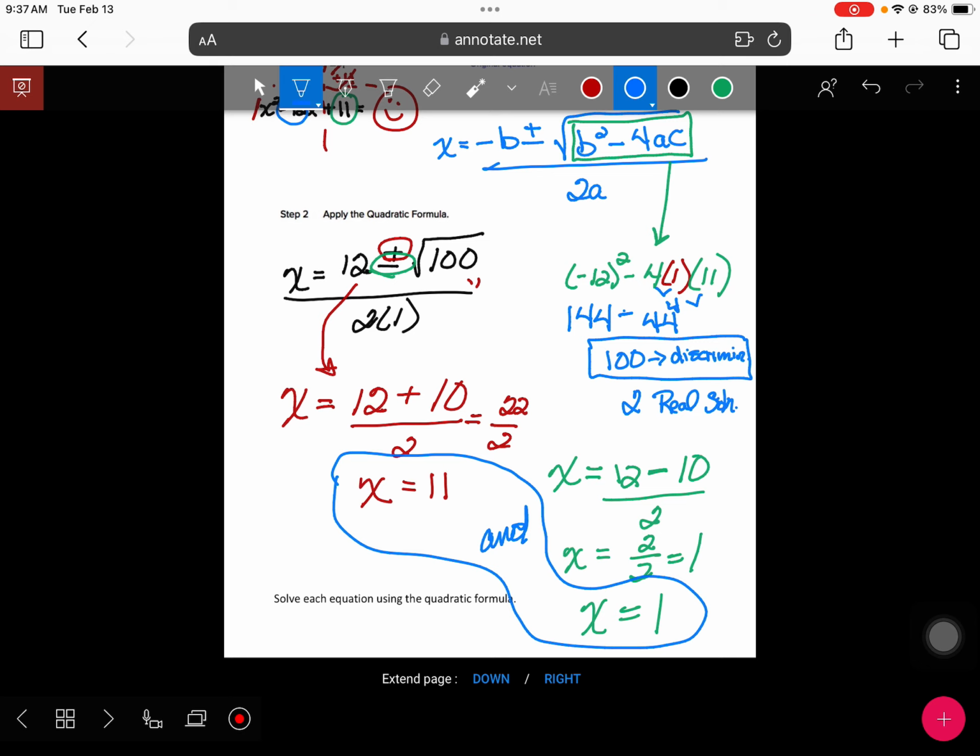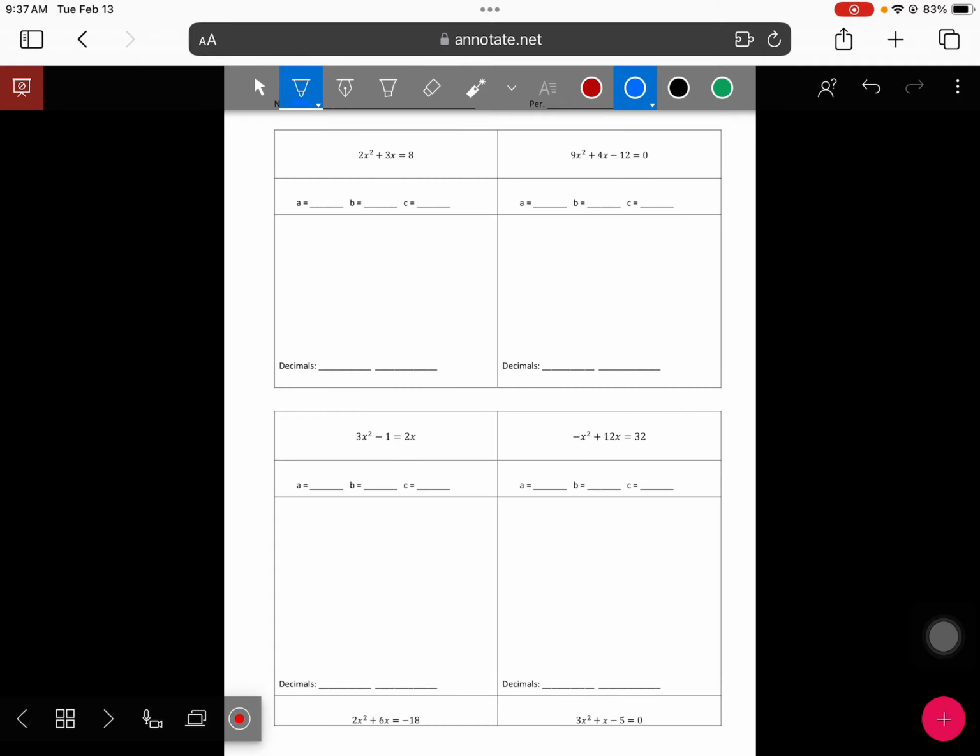So what do you think about doing the discriminant first? I think that's a little helpful, don't you? Because that square root, I know, sometimes can be kind of intimidating. Any questions about that? All right, let's see if we can get one more in at the top of the next page.